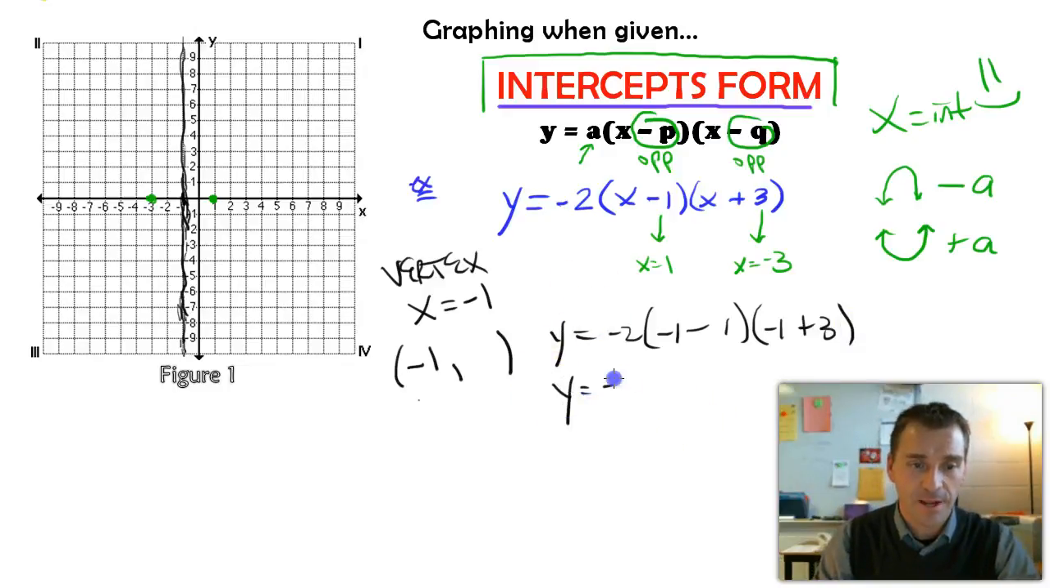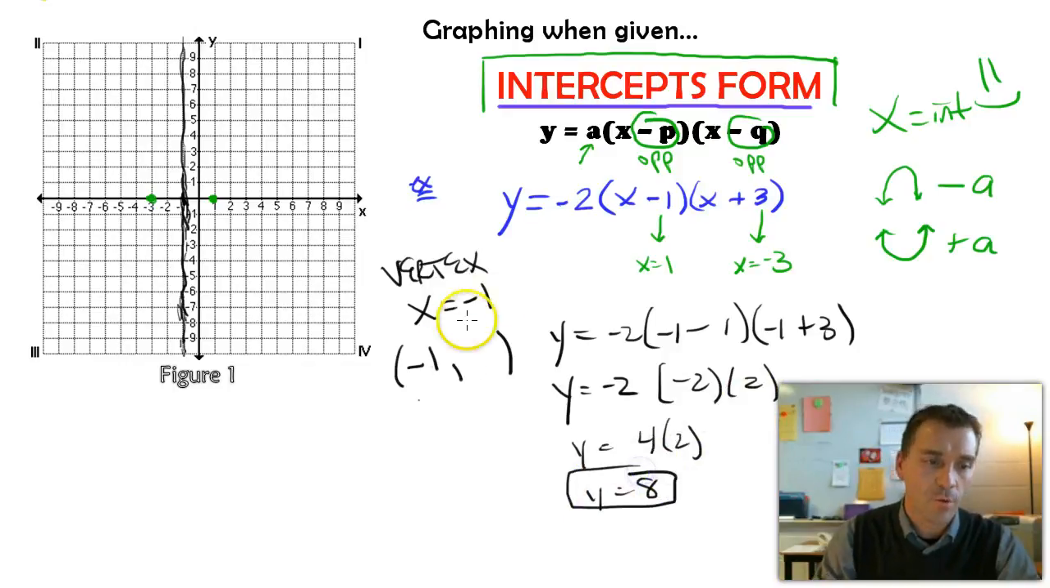So I get y equals -2, and then in parentheses I'll get a -2 for that one. In parentheses I get a +2 for that one. So I'm down to multiplication. -2 times -2 gives me +4, and then times 2 gives me an 8. So that means my y-coordinate for the vertex is at 8. Let me use red. So at -1, 8, that's up here. And again, ladies and gentlemen, that should make sense because now I got my frowny face.